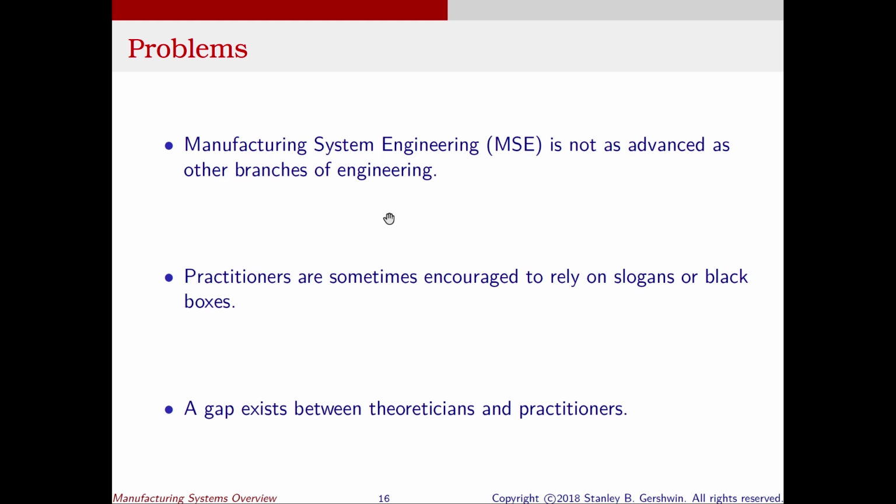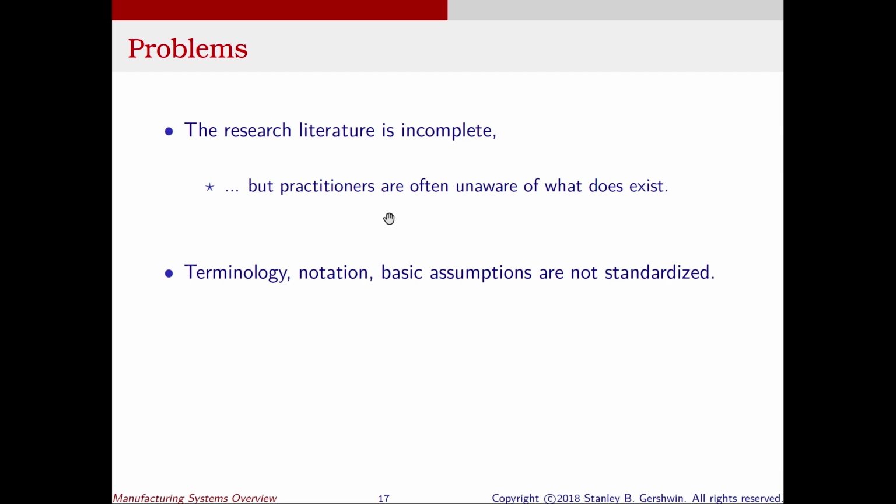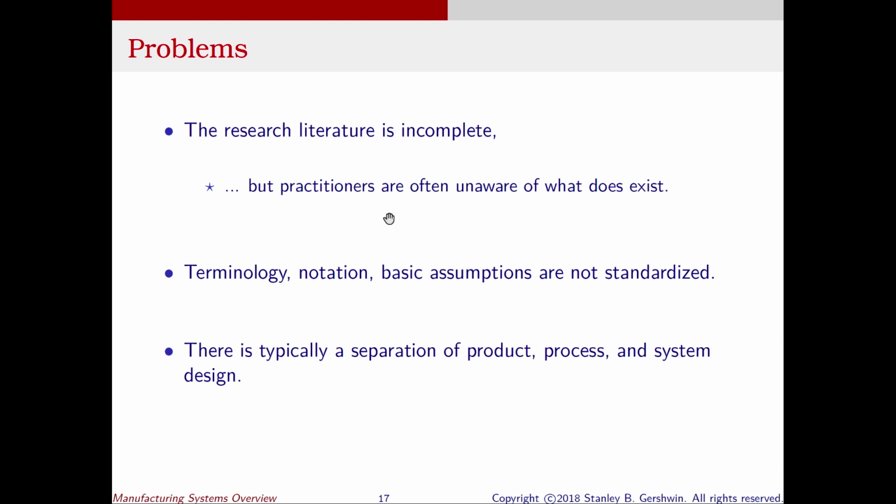A gap exists between theoreticians and practitioners. The research literature is incomplete in that there are lots of important problems that researchers have not touched on. But practitioners are often unaware of what does exist. Terminology, notation, and basic assumptions are not standardized. Different factories or companies use different terms for the same thing and sometimes the same terms for different things. I will point out some of these during the course. There's typically a separation of product, process, and system design. They really should be done simultaneously or iteratively, but not sequentially. We'll talk about this shortly.